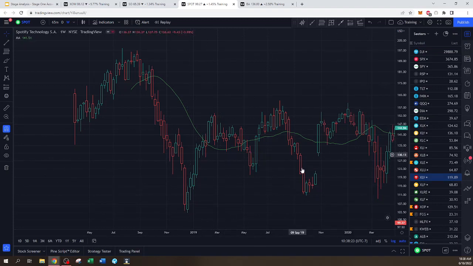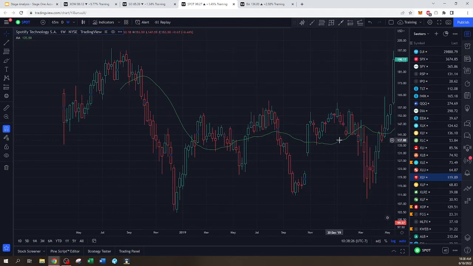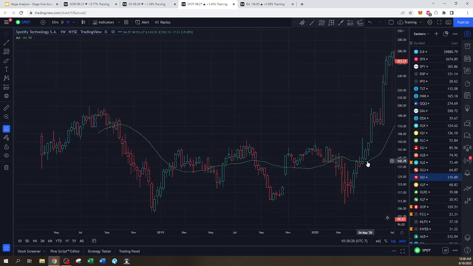And here's your oscillation back and forth, moving average is sideways, and then we get our big stage 2 breakout here. You can see price breaks above this resistance level on this date. The moving average is pointing up, price is above the moving average. That's when our stage 2 breakout is confirmed.